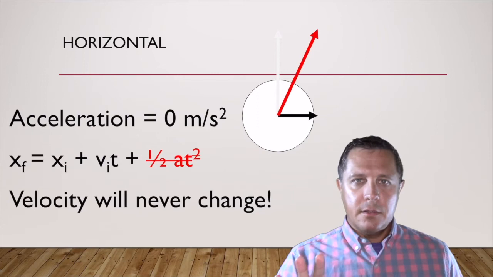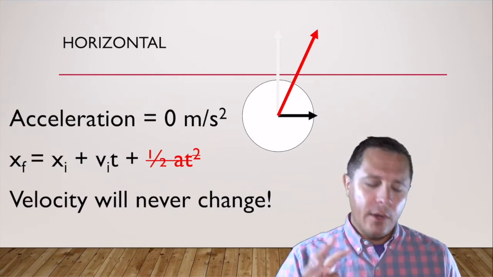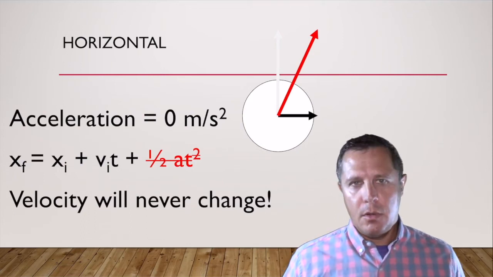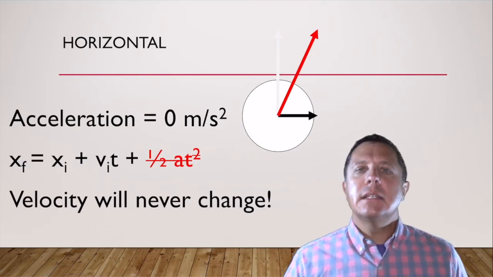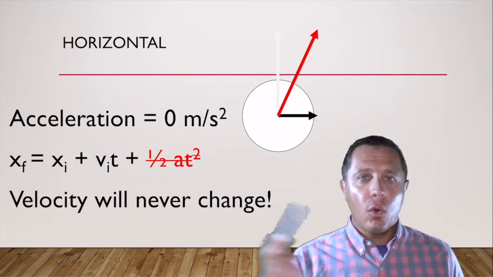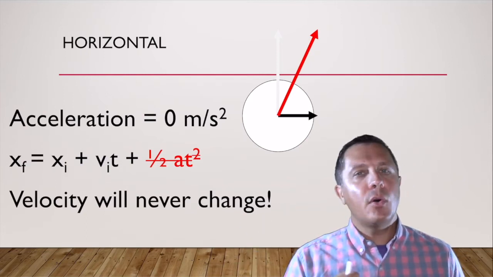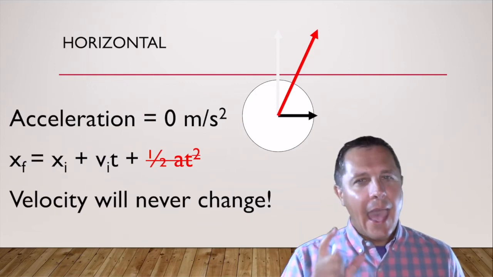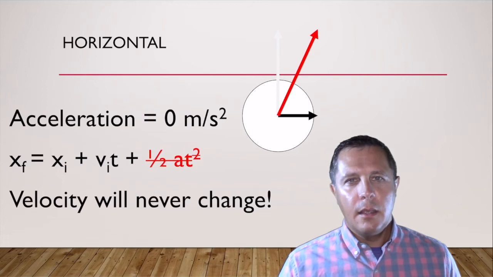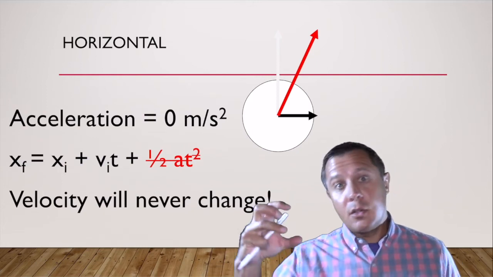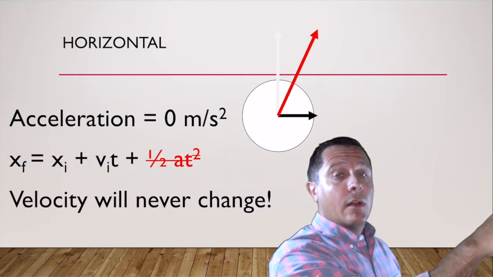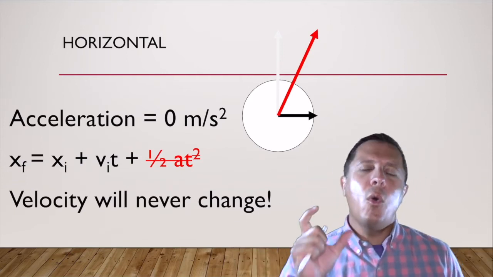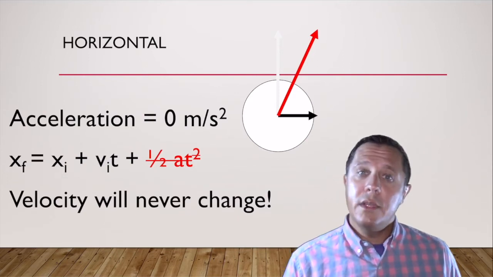For our horizontal components, the acceleration will always, always, always be zero. Gravity does not affect the horizontal motion. Gravity only pulls down, okay? So you will never, ever have acceleration horizontally. It's not like there's a rocket that's going to be strapped to the ball and make it accelerate that way, okay? So when a ball is just flying through the air, there's no horizontal acceleration, only vertical.